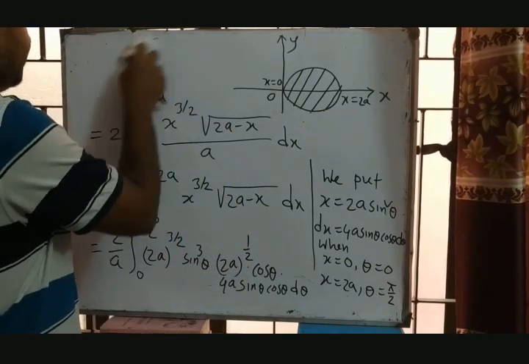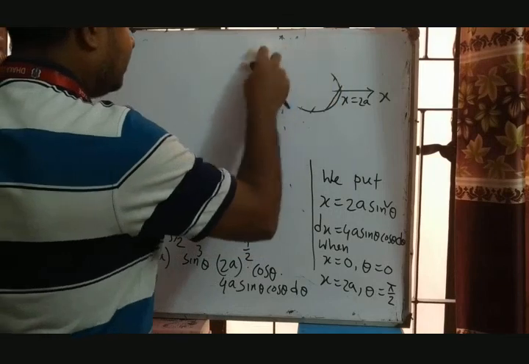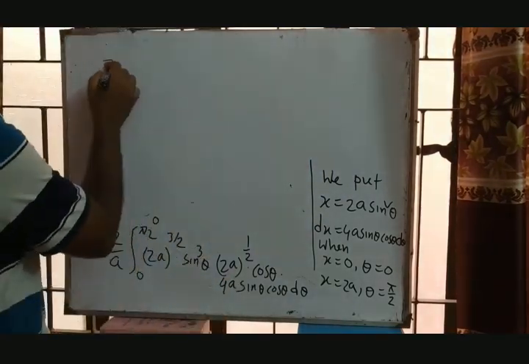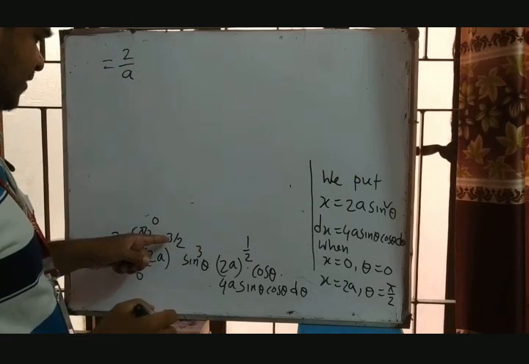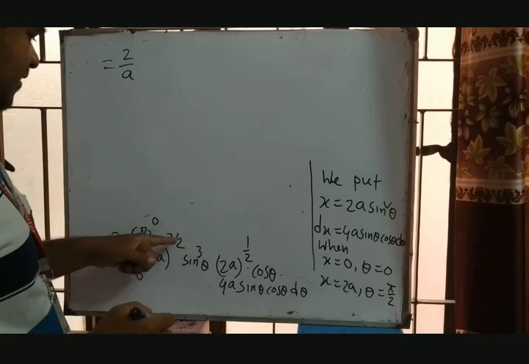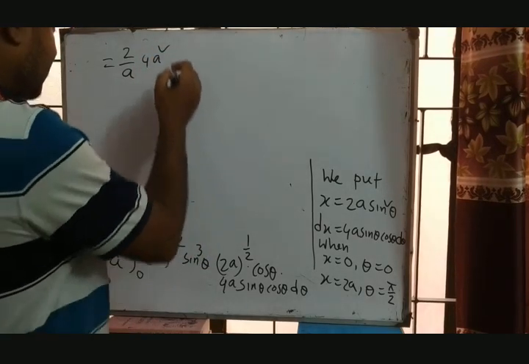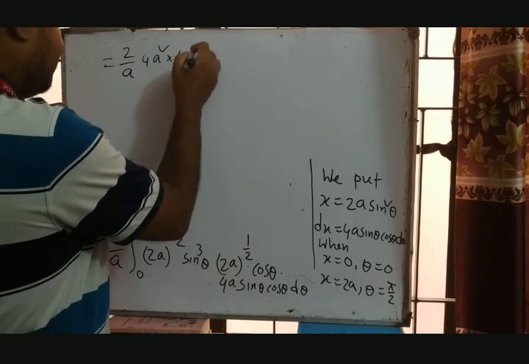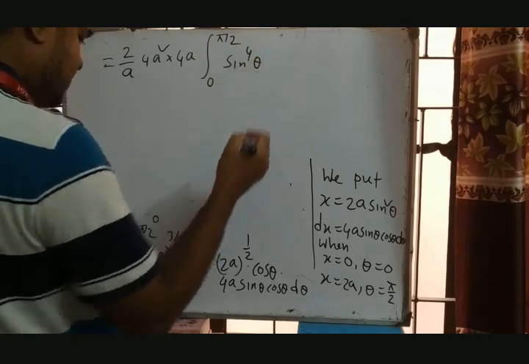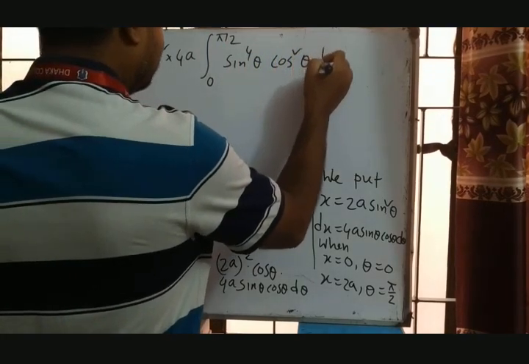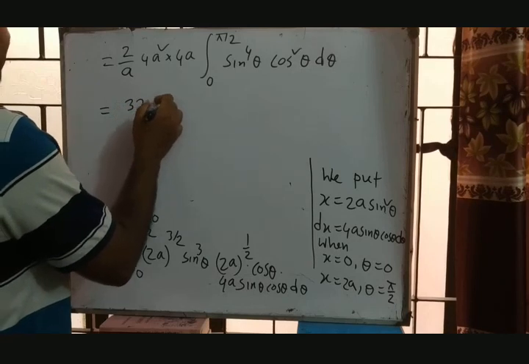Now this implies that 2 by a times 2a to the power 3 by 2 times 2a to the power half, that means 2a to the power 3 by 2 plus half, that means 4 by 2, that means 2 square, which is equal to 4a square, into 4a, integral 0 to pi by 2 of sin to the power 4 theta and cos square theta d theta. This is equal to 16 a square.